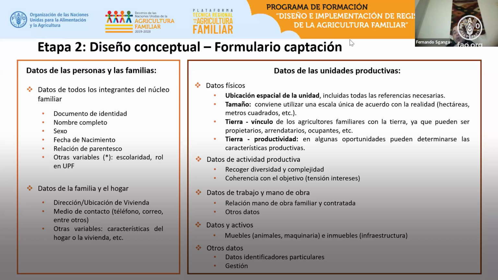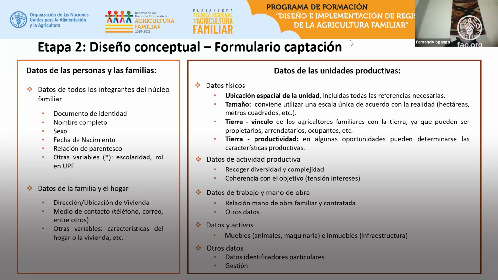Then there is a very important variable that has to do with labor and workforce data: the relationship between family and contracted labor, among other data. Data on assets, either movable or immovable, such as animals, machinery, infrastructure, other data such as personal identifiers, and anything related to management.